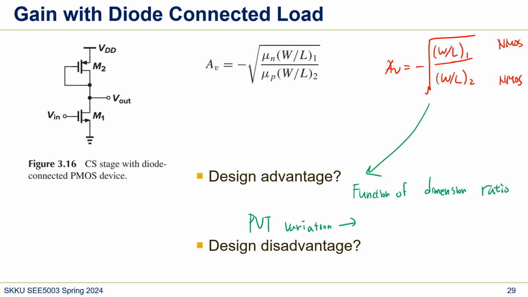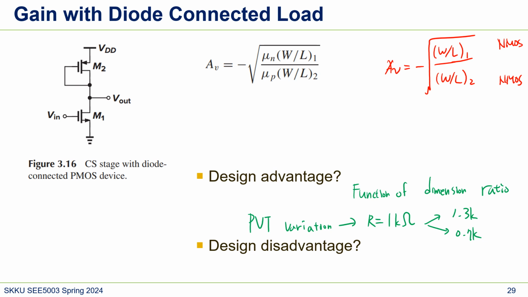It means if, let's say, you have a 1k ohm resistor, this is not actually 1k ohm. It depends on the PVT variation. So let's say resistance is 1 kilo ohm, but because of PVT variation, it can go to maybe like 1.3k or even like 0.7k. So if we use a resistor as a common source amplifier load, our gain is kind of not stable.